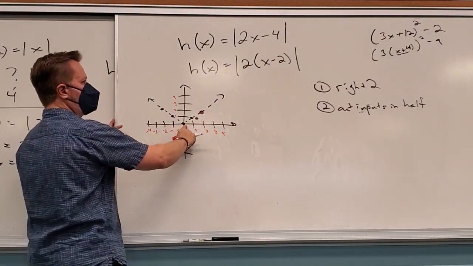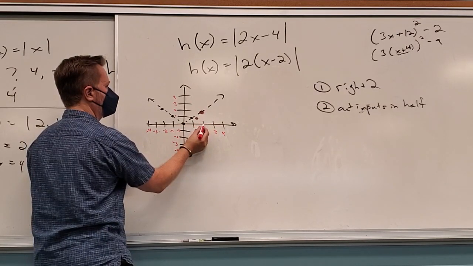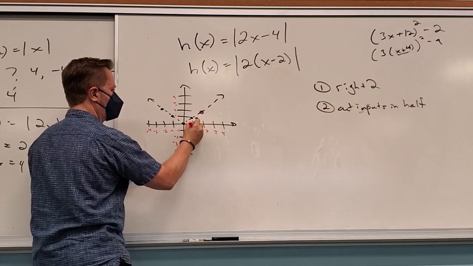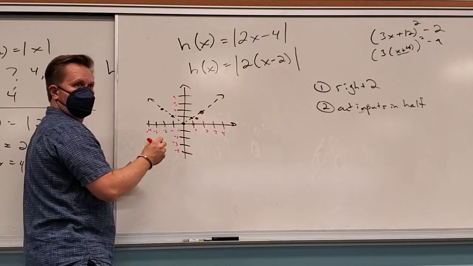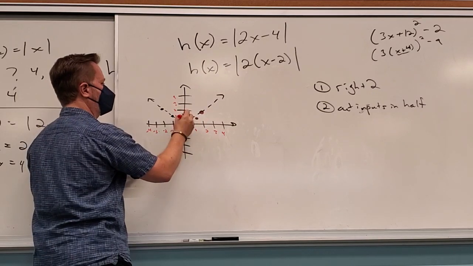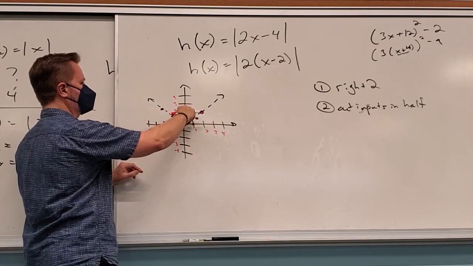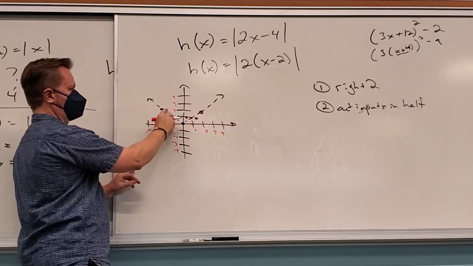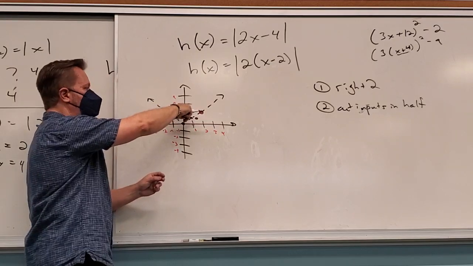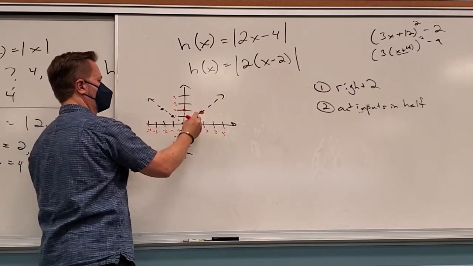So let's take this one. I would take this right 2. Cut the input in half. What's the input right now? 2. Cut it in half. Bam. This point, right 2. The input right now is 1. Cut it in half. 1/2. This point, right 2. What's the input right now? No, that's the output. What's the input? 0. So cut that in half, it's 0.